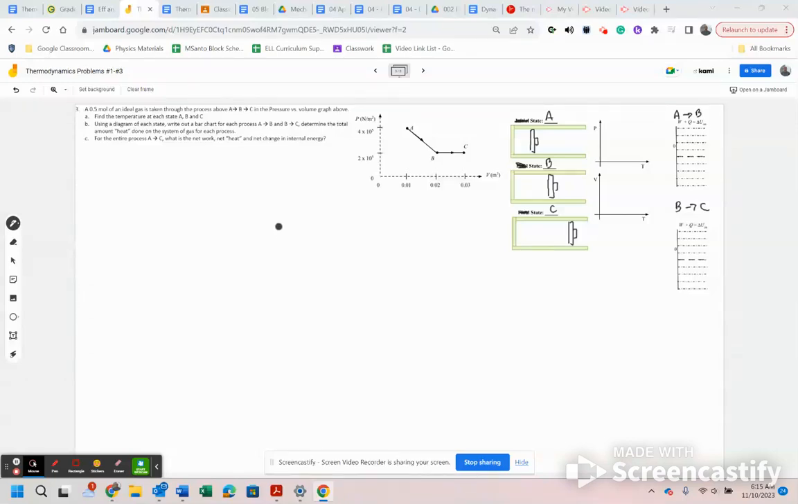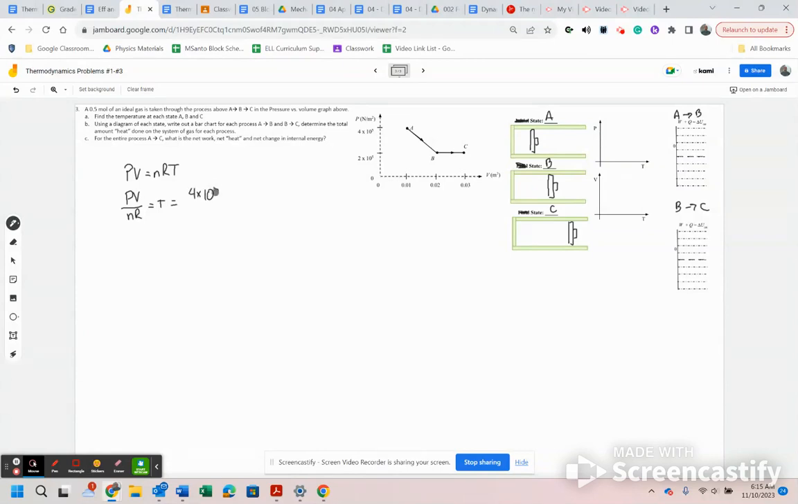So we have half a mole of an ideal gas taken through the process on the PV graph to the right. First, we're going to find the temperature at each state. So we will use PV equals nRT, rearrange it to solve for T, and then substitute in all the information at A.